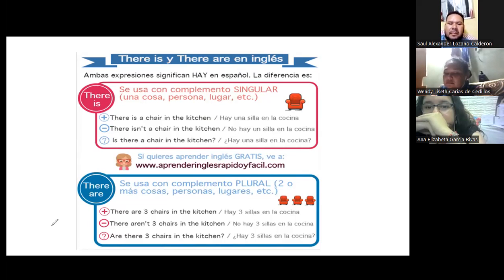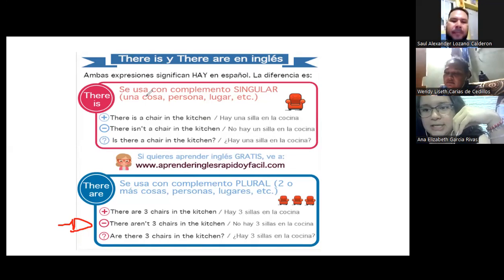Vamos con el there are. Le vamos a pedir a Ana Elizabeth que nos ayude con este ejemplo. Thanks, Ana. Okay. El segundo ejemplo. Yes, everything. Second part. Okay. There aren't three chairs in the kitchen. No hay tres sillas en la cocina. Solamente todo el cuadrito donde dice se usa. Ah, okay. There are se usa con complemento plural, dos o más cosas, personas, lugares, etcétera.